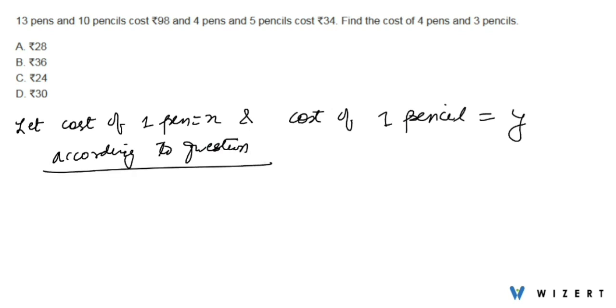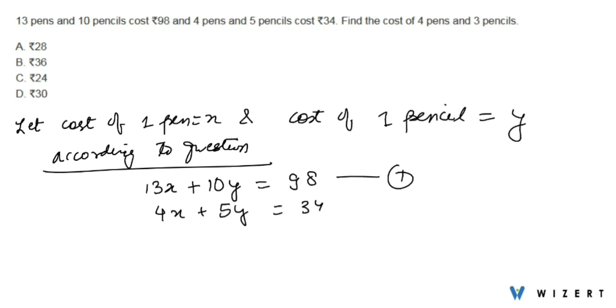it is given that 13 pens and 10 pencils cost 98. So the cost of one pen is X, so the cost of 13 pens will be 13X. Similarly, the cost of 10 pencils will be 10Y. So 13X plus 10Y is given as 98. Let this be the first equation. Similarly, with the second condition we can write 4X plus 5Y is 34. So let this be the second equation.